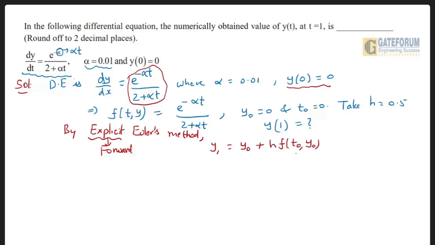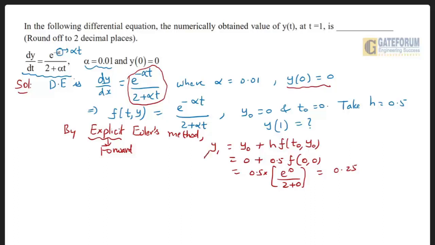In place of the x variable we have the t variable. y0 value 0, h value 0.5, function of t0 value 0, y0 value 0. How do you find f of 0 comma 0? In this function of t comma y, put t0, y0. So this is 0.5 into e power 0 divided by 2 plus 0. So 1 by 2 is 0.5. 0.5 into 0.5, 0.25 you will be getting. This is the y1 value.